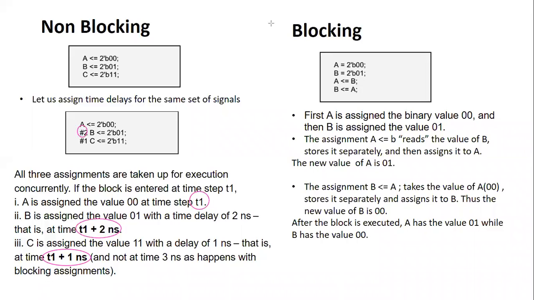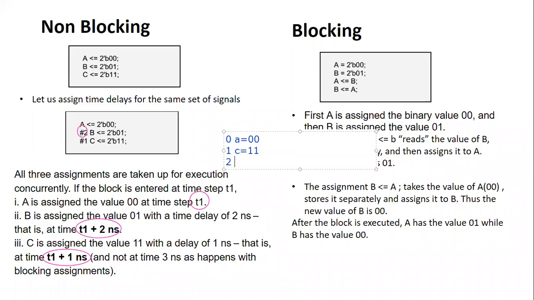So what will happen if you see the result? At 0 time unit, A will be equal to 00. At 1 nanosecond, you'll not get the B value, you'll get the C value. C will be equal to 11. And at 2 time units, you'll get the value B equal to 01, because it is all with respect to 0: 0 plus 2, 0 plus 1. This is known as non-blocking.